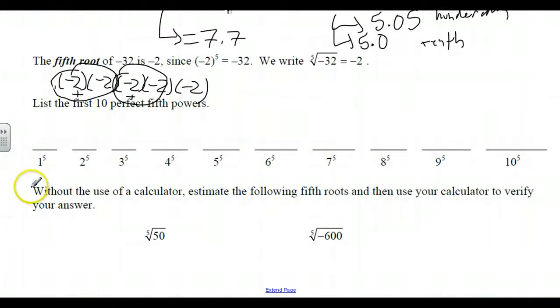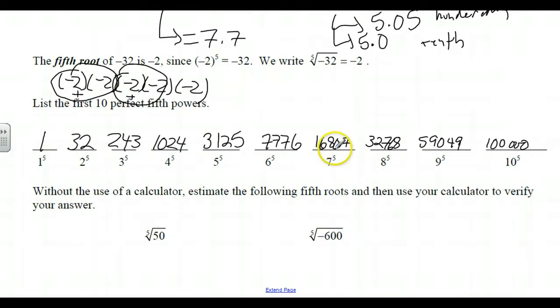List the first 10 perfect fifth powers. Okay, so pause, I'm going to fill it in, you pause, you fill it in. And we're back. So hopefully we all agree on this. And let's do the fifth root of 50. Okay, pretty close to 2. How about 2.3? Right, and then we'll do the actual value.